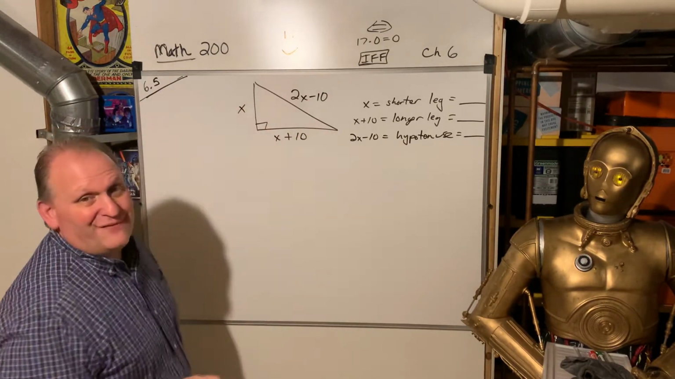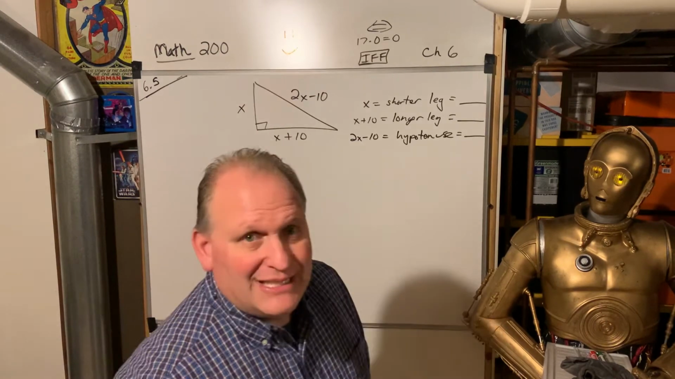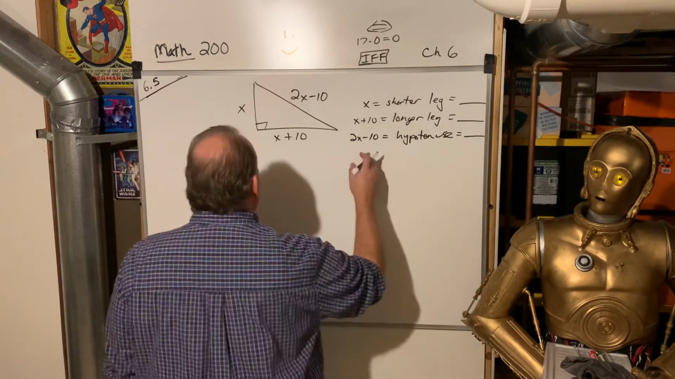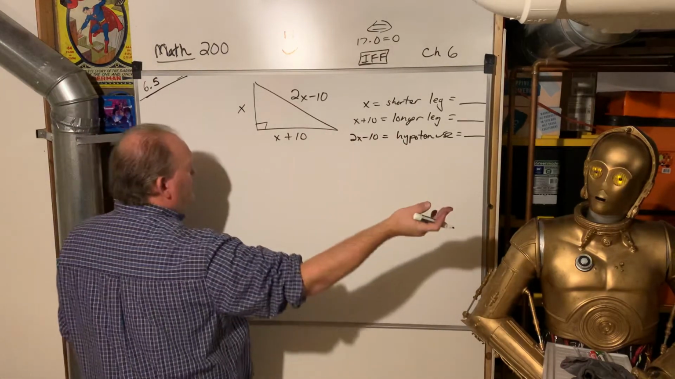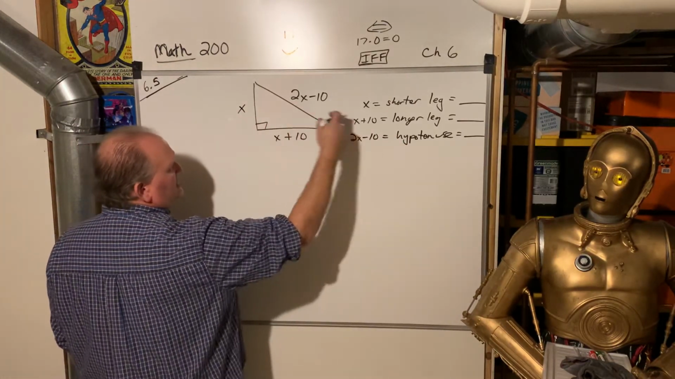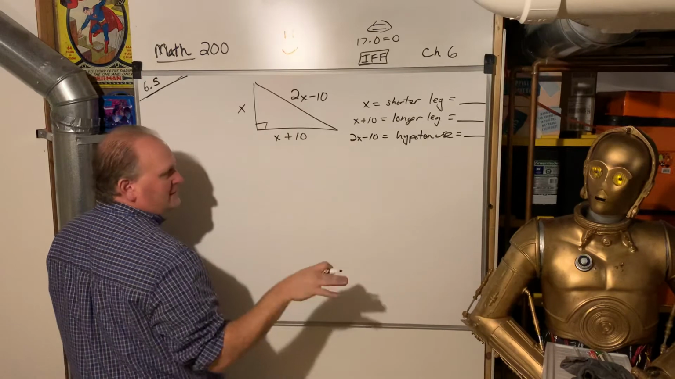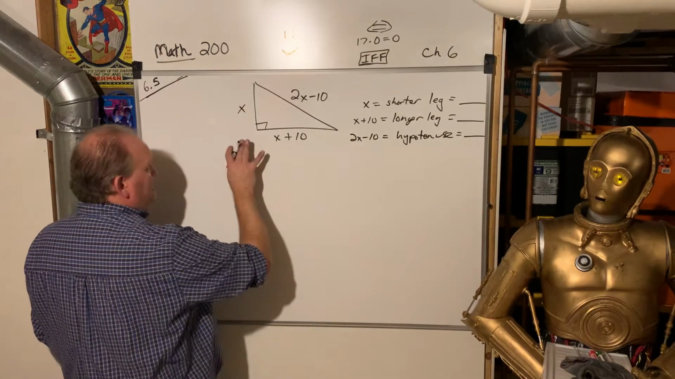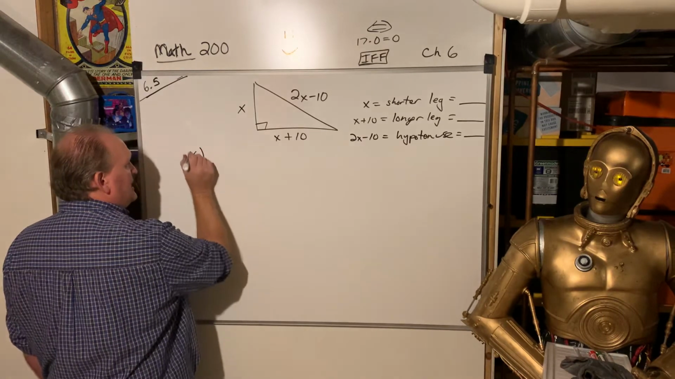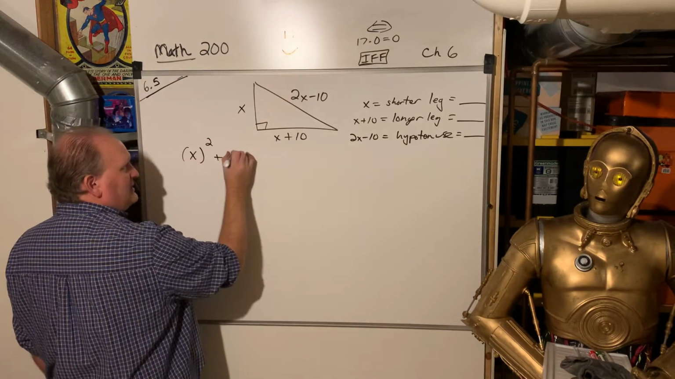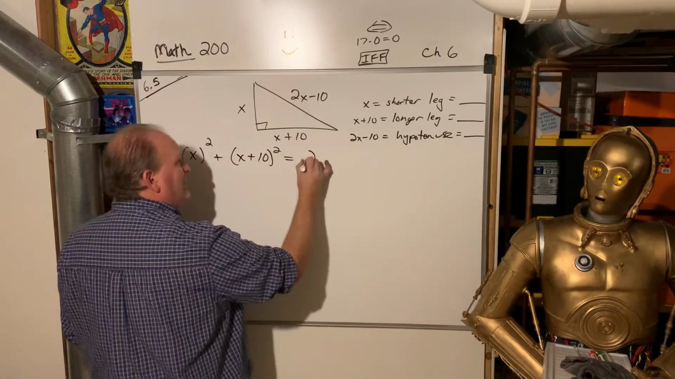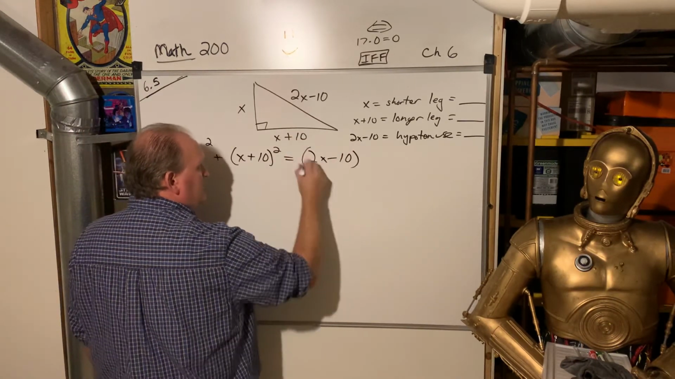It wouldn't be bad if they said perimeter, but they didn't say perimeter, okay? If they would have just said the perimeter is 100, then we'd just say this plus this plus this is equal to 100, and then we'd add them up and isolate the variable. It'd be easy peasy, comparatively. This is not easy peasy, because now we're going to take this leg and square it, this leg and square it, equal to that leg and square it.